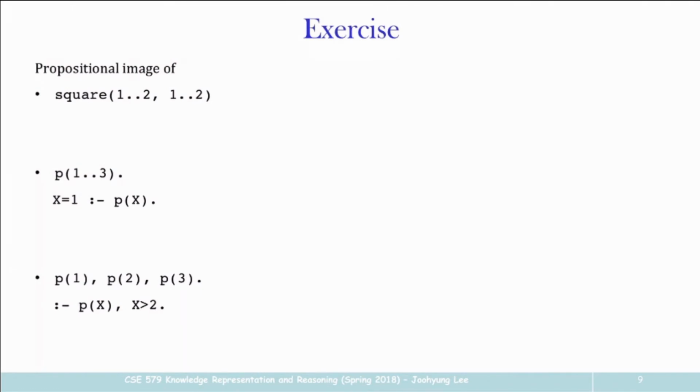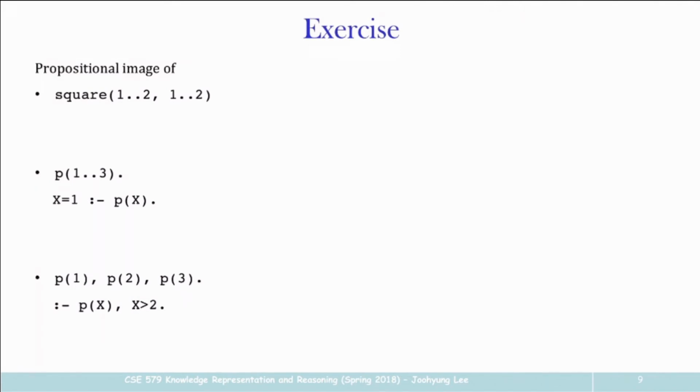Okay, so let's do some exercise. What is the propositional image of this? So this is just one line. Usually the reason that this dot dot notation is used is that it simplifies lengthy code. You don't have to write very lengthy code, although if you don't mind writing this, that's also okay.